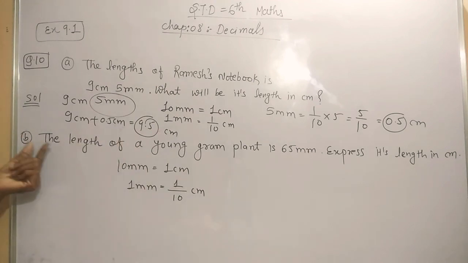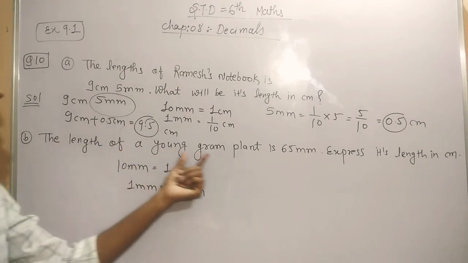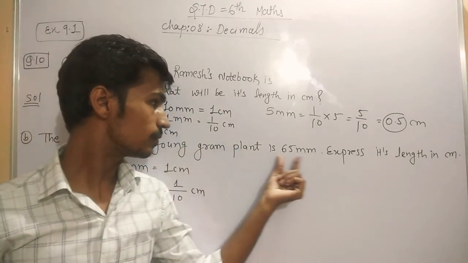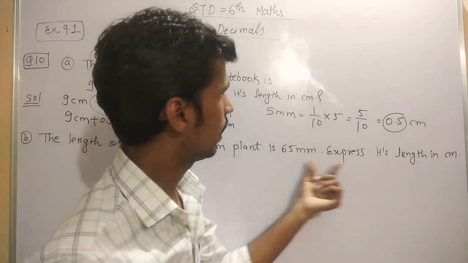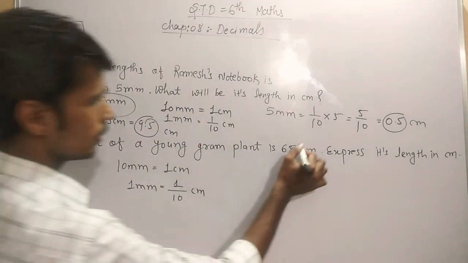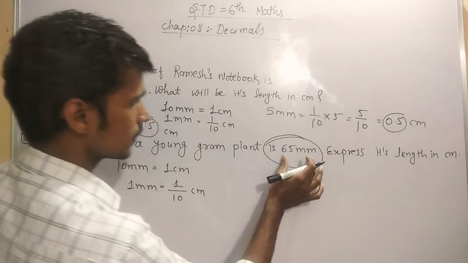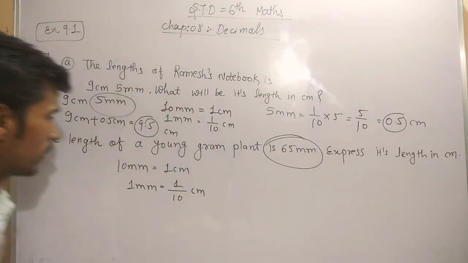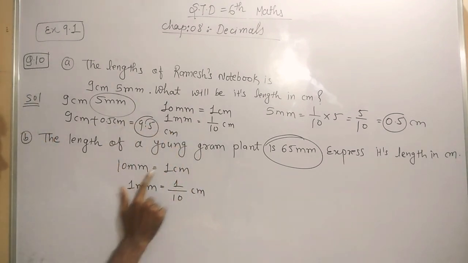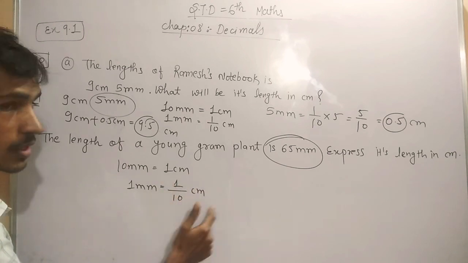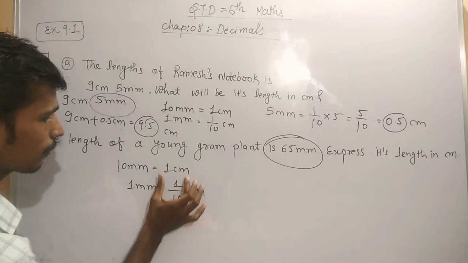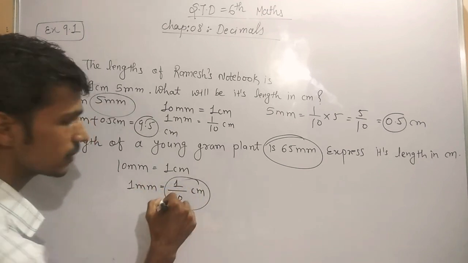The second question is the length of a young gram plant. The length of the young gram plant is 65 mm. Express its length in centimeter. The length of the young plant is 65 mm, and we know that 10 mm equals 1 centimeter, and 1 mm equals how much centimeter? Dividing by 10, 1 mm equals 1 upon 10 centimeter.